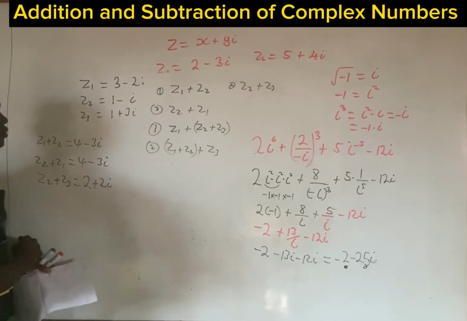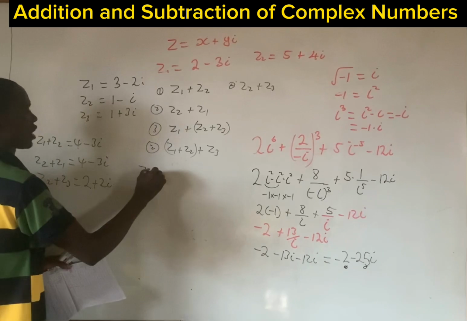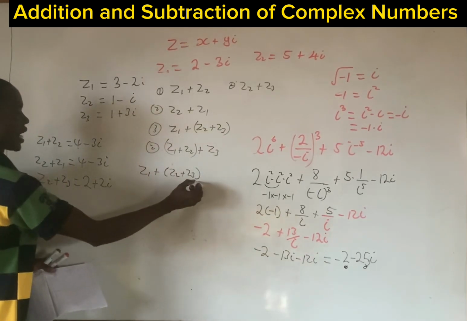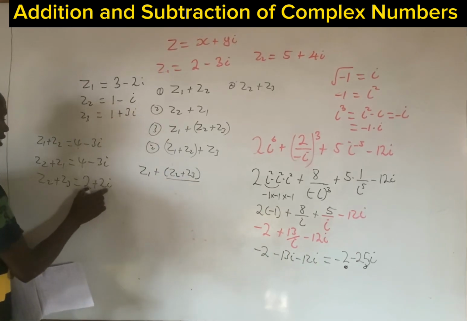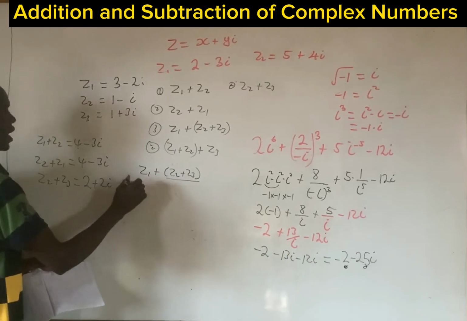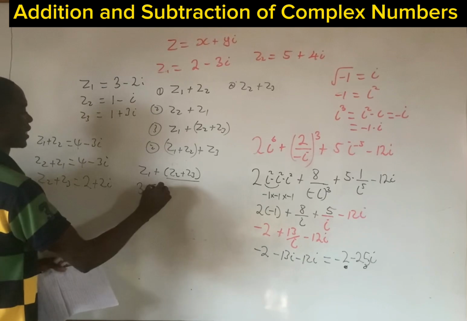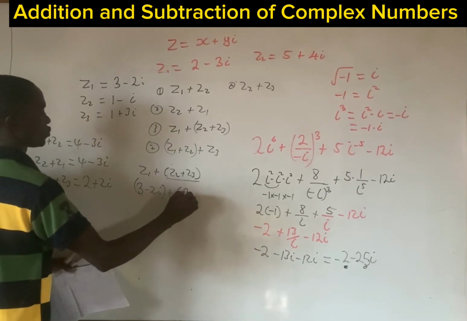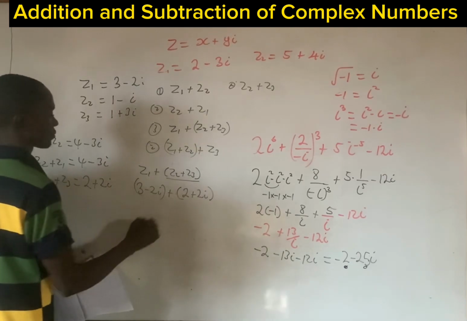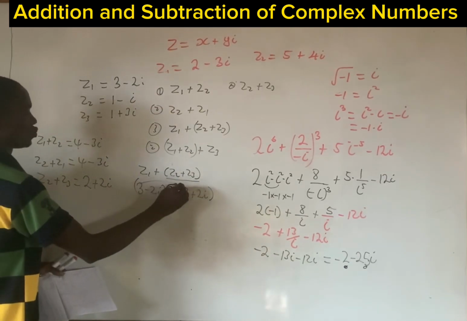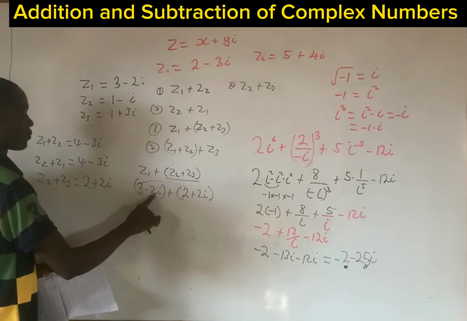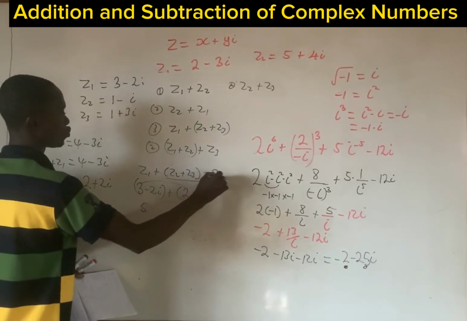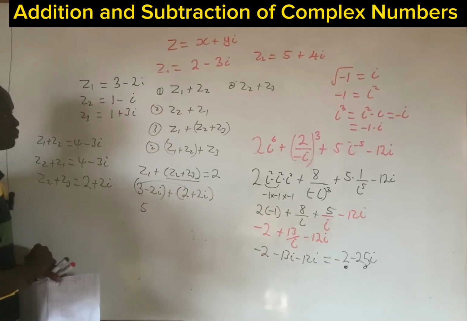Okay. Now, how do I find Z1 plus Z2 plus Z3? I have to find this one first, which I've done here already. But Z1 is 3 minus 2i plus the whole of this, which is 2 plus 2i. Now, we add 3 to 2 to get 5. Minus 2i plus 2i is 0. So we have this to be equal to 2 in a very simple way.